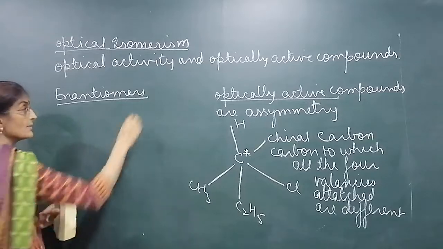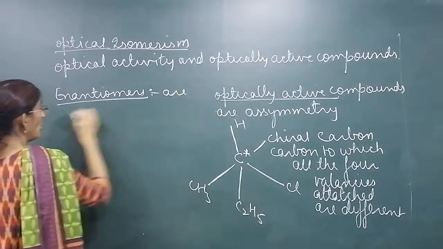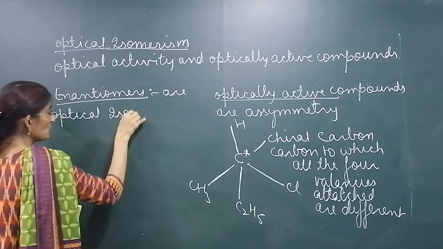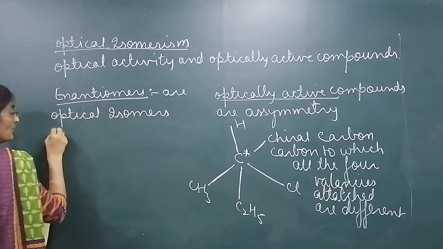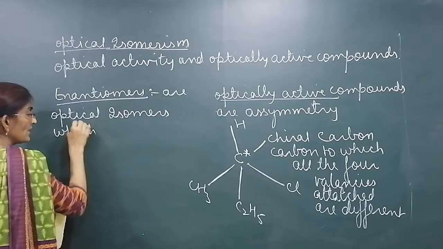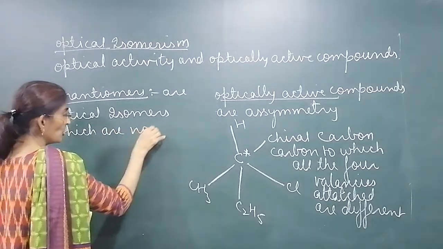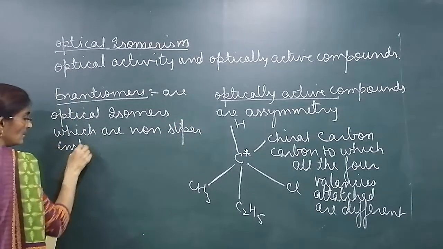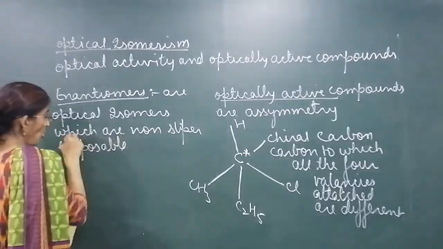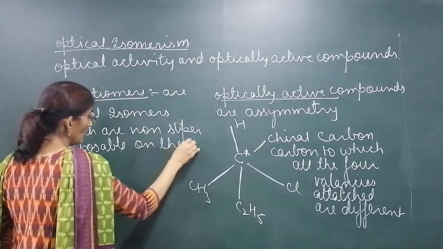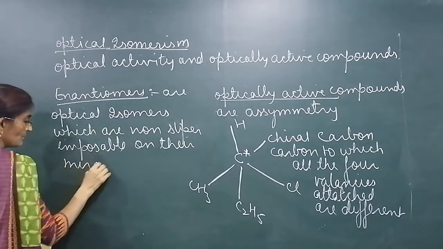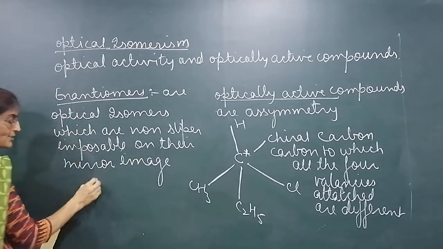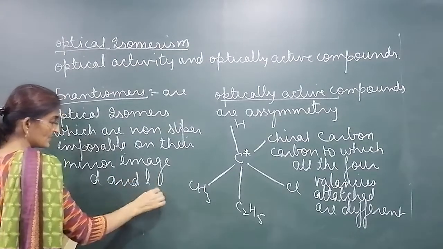What are enantiomers? Enantiomers are optical isomers which are non-superimposable on their mirror image. They are known as enantiomers. Dextro and levo, they are called enantiomers.